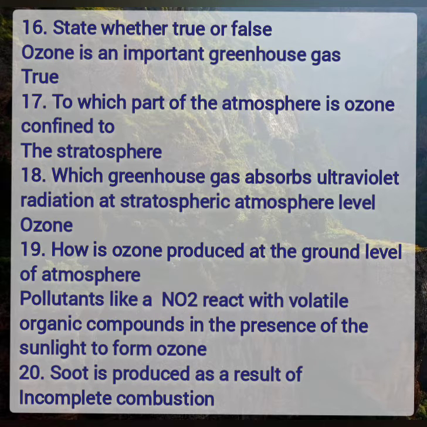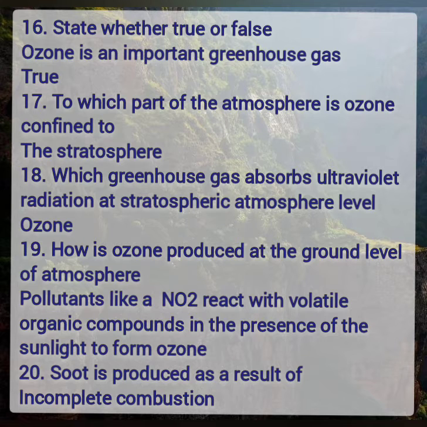State whether true or false. Ozone is an important greenhouse gas. True. To which part of the atmosphere is ozone confined? The stratosphere. Which greenhouse gas absorbs ultraviolet radiation at the stratospheric level? Ozone. How is ozone produced at the ground level of the atmosphere? Pollutants like NO2 react with volatile organic compounds in the presence of sunlight to form ozone.